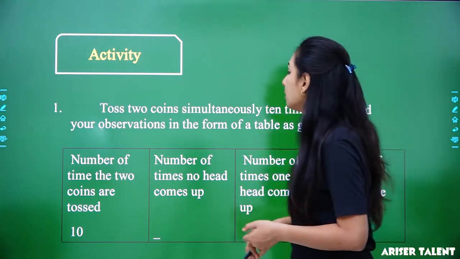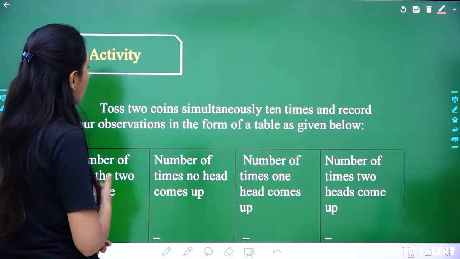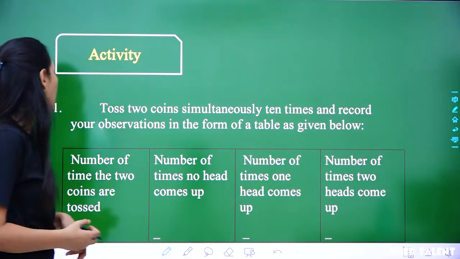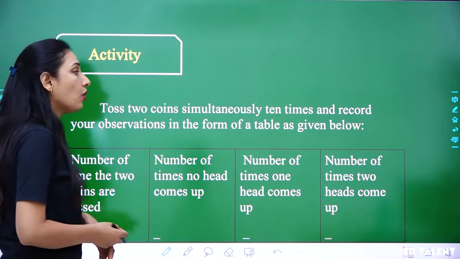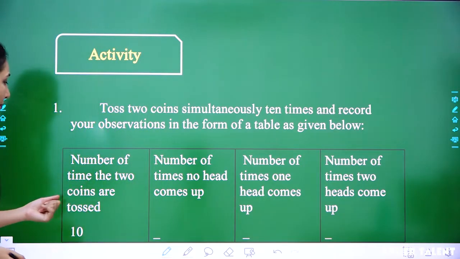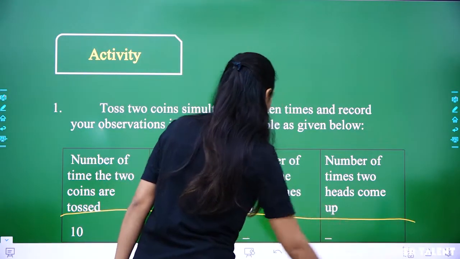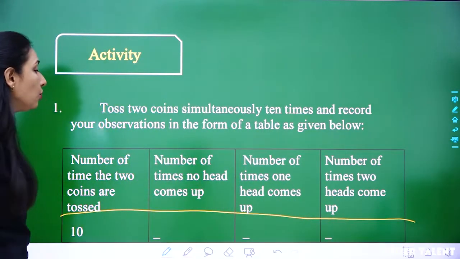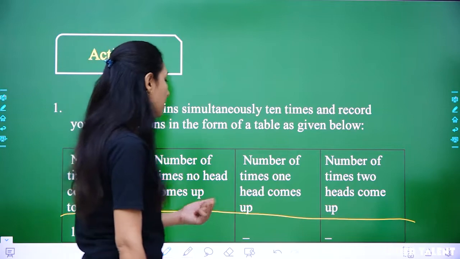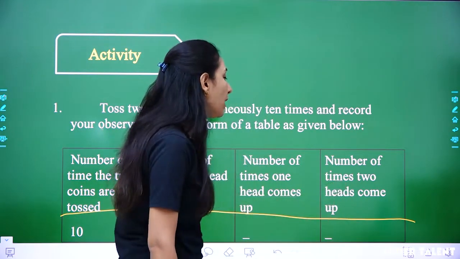Now, 2 coins. This is a different one. Toss 2 coins simultaneously 10 times and record your observation in the form of a table as shown below. Now, what is the table here? Number of times the 2 coins are tossed, then number of times no head comes up, number of times 1 head comes up, and number of times 2 heads come up.